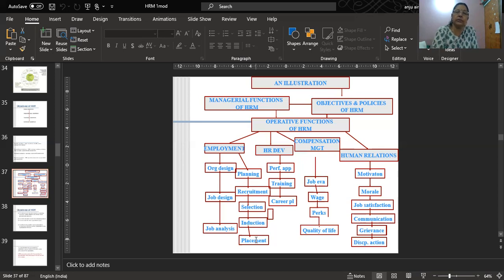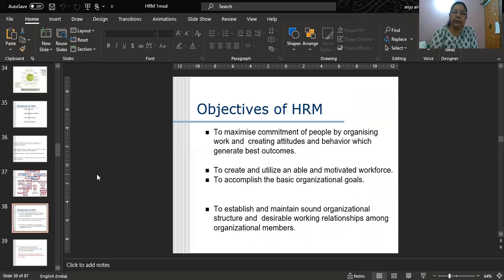So, this is how the managerial functions determine the HR policies and how both determine the operative functions of HR. So, this is shown in a diagrammatic way.